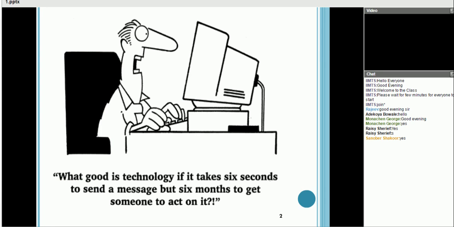Let's take a look at this cartoon and let's see what it's trying to convey. What good is technology if it takes 6 seconds to send a message but 6 months to get someone to act on it?